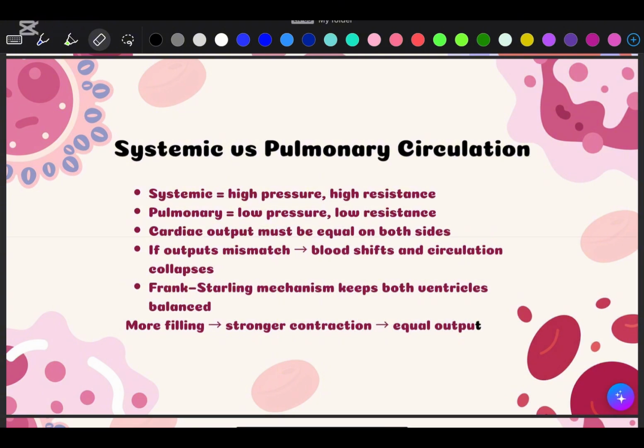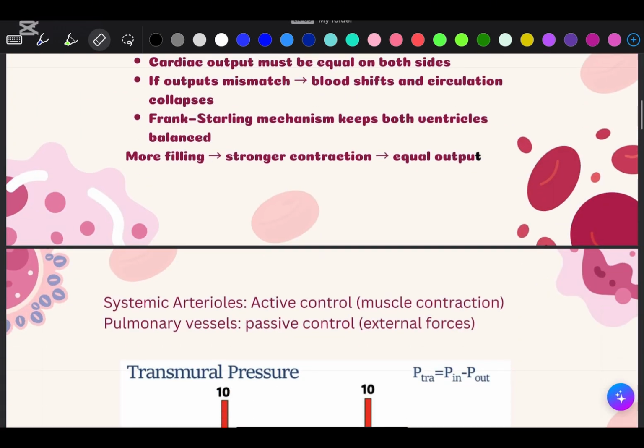Another point you need to know is that cardiac output must be equal on both sides. If it isn't, you can have problems like pulmonary congestion and systemic collapse. Bad things happen. So in order for the heart to keep up with this, there's something called the Frank-Starling mechanism that keeps both ventricles balanced.